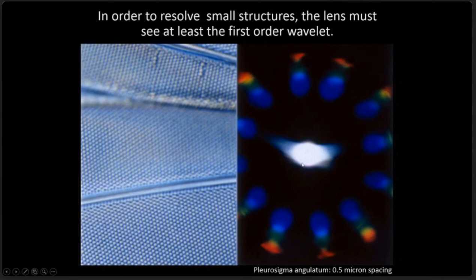Now, notice that you see the first order? I had to close down the iris of the condenser lens in order to see these wavelets. Otherwise, the zero order would overpower the wavelets. So this is an interesting thing about oblique illumination. It attenuates the zero order so that more information from the wavelets is used.